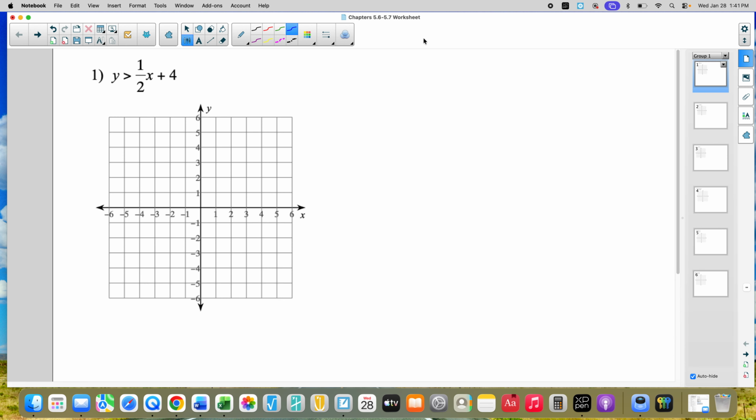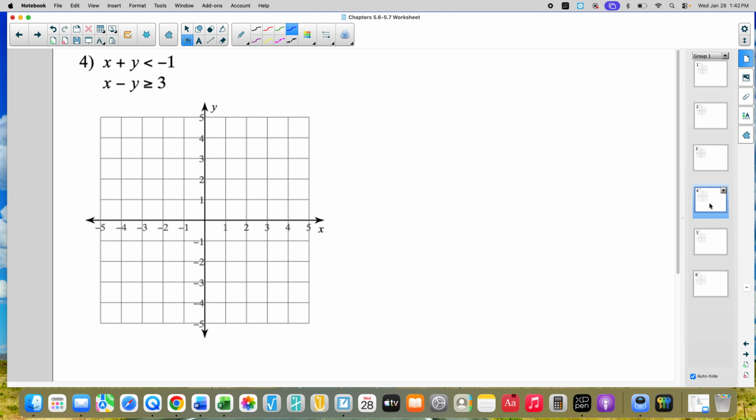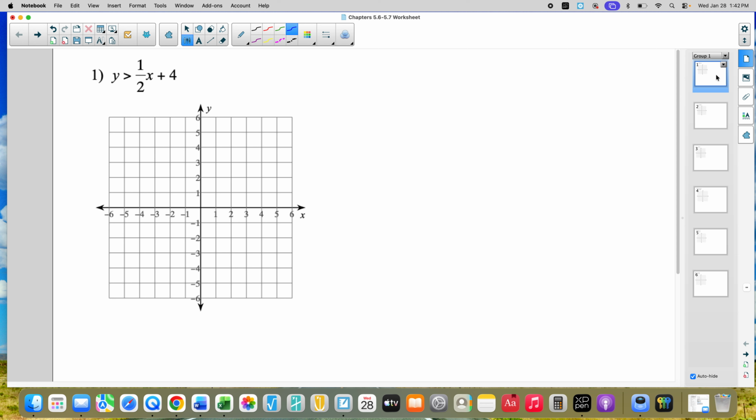All right, this is a review of section 5.6 and 5.7. So really important, we're dealing with linear inequalities. One of the examples is you have a single linear inequality. And then the other example is when you have a system, meaning you have two linear inequalities and you want to see where they intersect. So we're going to start with the single linear inequality.